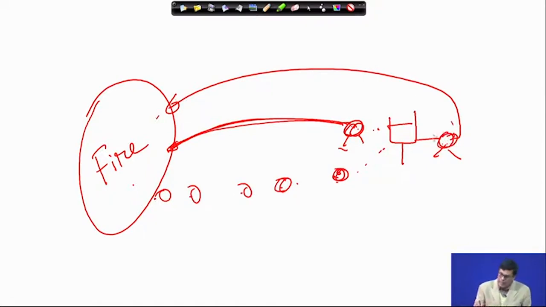So this particular pumping can be explained with the help of what you call radiation. And this particular thing may be considered as conduction, and this is considered as convection.